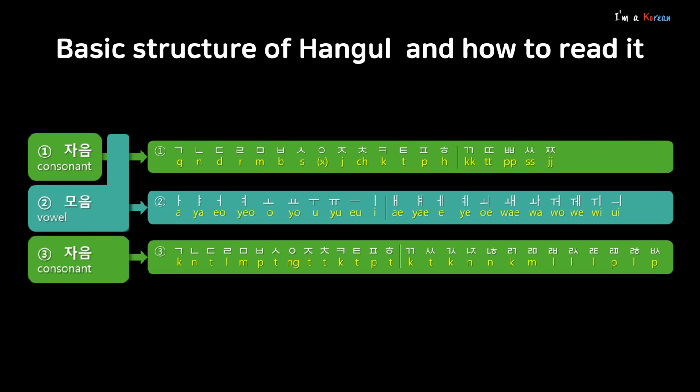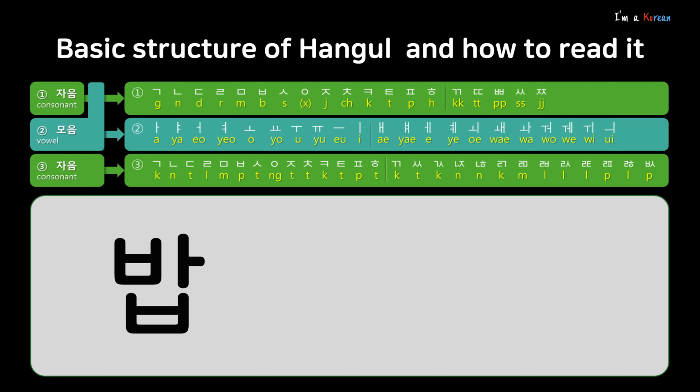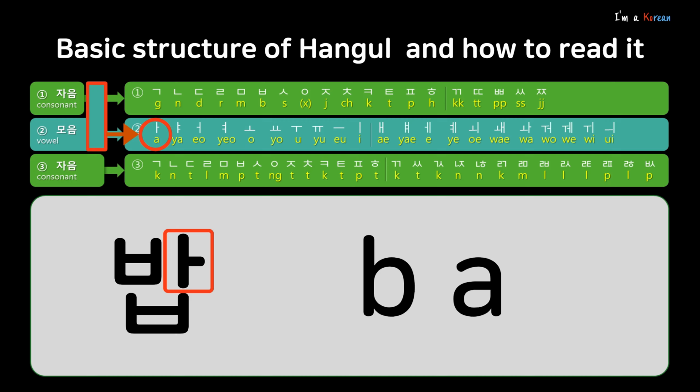I will now give you a few examples of how to use this. How do you read this character? When looking at this character, the first part is the consonant, bieup, which corresponds to the letter B. The second part is a vowel. It has been noted that vowels can be placed on the right, below, or sometimes both at the same time. In this case, the vowel is placed on the right. If we examine the vowel part, we can see that a corresponds to a.